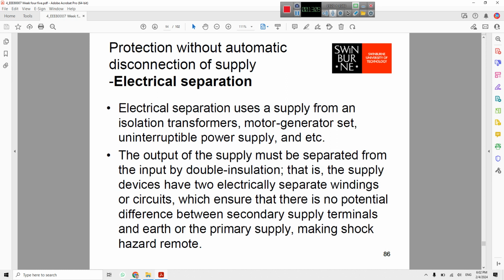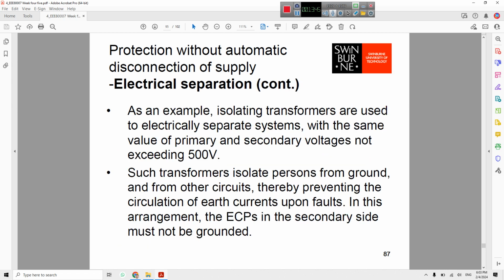Electrical separation uses a supply from an insulation transformer, motor generator set, uninterruptible power supply or UPS, and etc. The output of the supply must be separated from the input by double insulation. That is, the supply devices have two electrically separated windings or circuits which ensure that there is no potential difference between secondary supply terminal and the earth or the primary supply, making shock hazards removed.